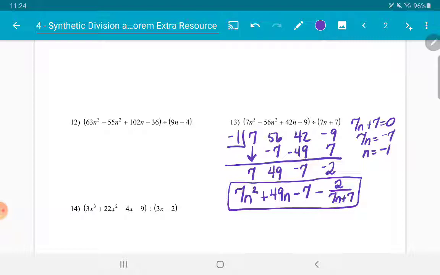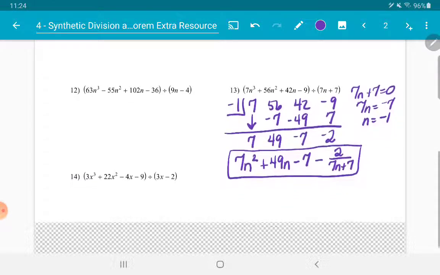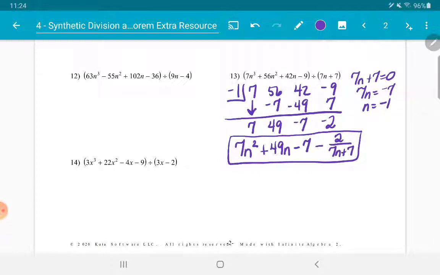Now, if we look at number 14, 3x minus 2, we're going to have to set that equal to 0 and solve for x. So 3x equals 2, so x equals 2/3. We can do fractional numbers in synthetic. And just make sure in your dividend that if there's any exponent skipped, like if this skipped the squared term, you would have to put a 0 in as a placeholder, just like you did in long division.